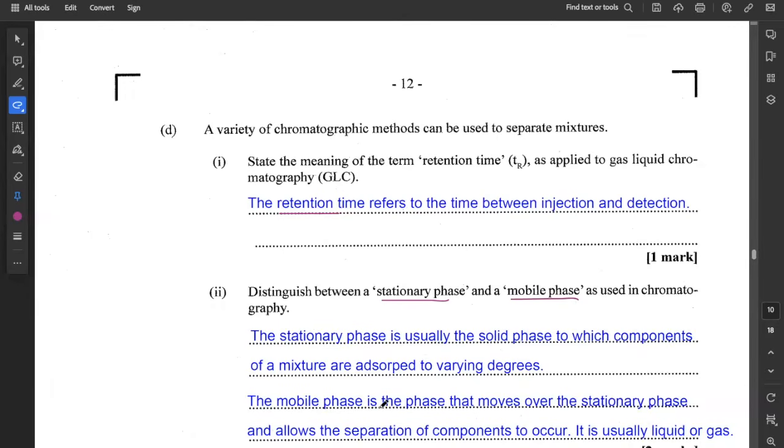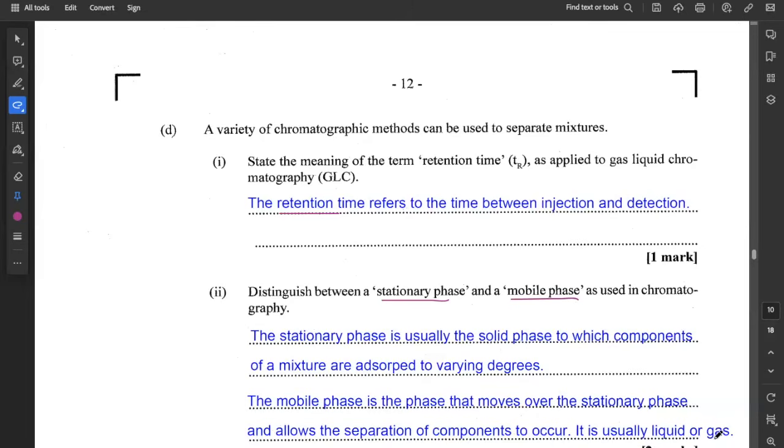And the mobile phase is the phase that actually moves over that stationary phase, right? So we have our stationary phase that's fixed, and then we have a mobile phase that's moving over that, and that then allows the separation of the components to occur, right? And the mobile phase is usually a liquid or a gas.